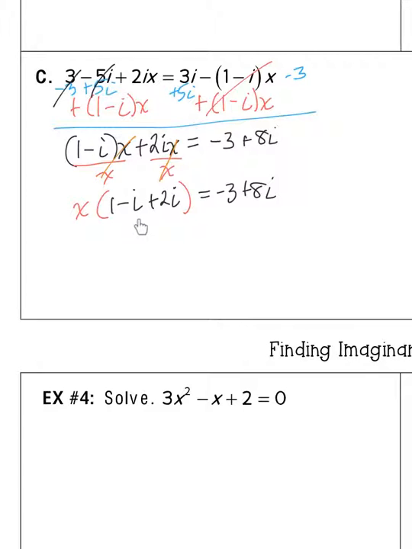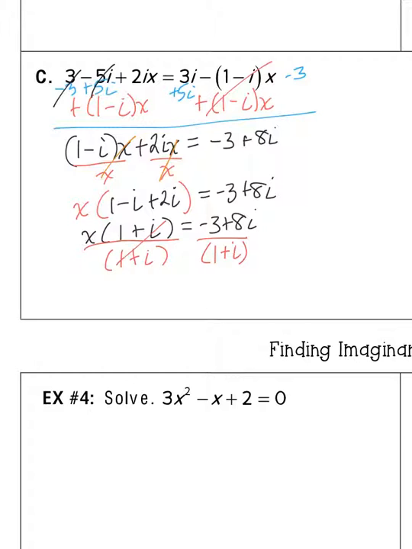Then inside here are like terms. So these two terms can combine. So I end up with x times 1 plus i, because negative i and 2i give you 1 plus i, equals negative 3 plus 8i. Then to solve for x, all I have to do is divide by 1 plus i. So divide by 1 plus i. So those cancel, and I get x equals.